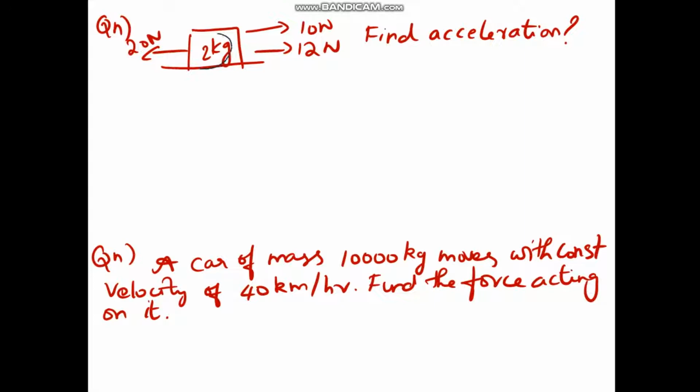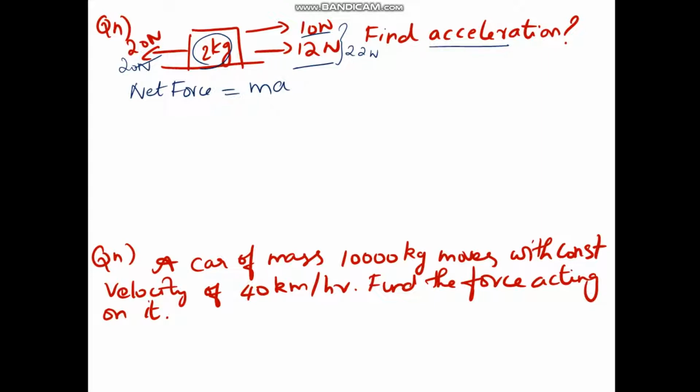See that on our 2 kg block, a 20 Newton force, a 10 Newton force, and a 12 Newton force are acting. Find the acceleration. Net force is equal to ma. This is the relation we learned in Newton's second law. So the net force is, see here there are a total of 22 Newton force, and here 20 Newton force.